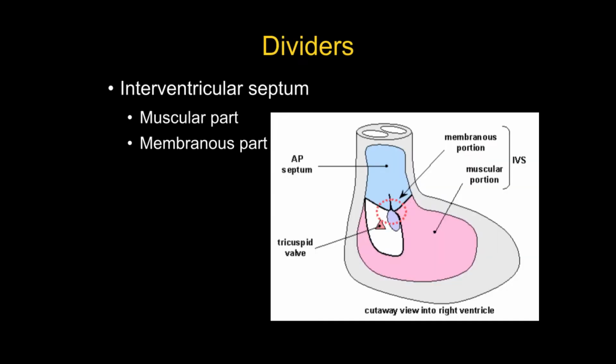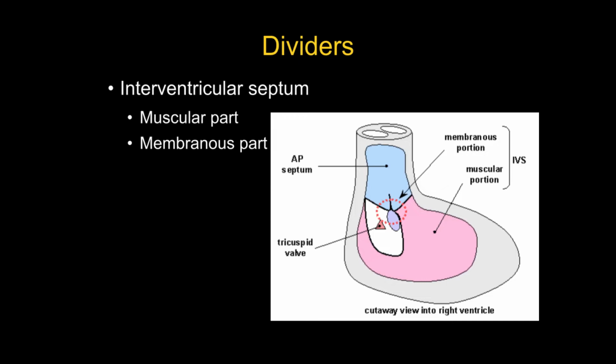Now, we were talking about dividers that keep the venous blood away from the oxygenated blood and the atrial blood away from the ventricular blood. So, on this slide, we're looking at the septum between the two ventricles, left versus right. Now, if you notice, the septum or the wall between the two ventricles has a muscular part and a membranous part.